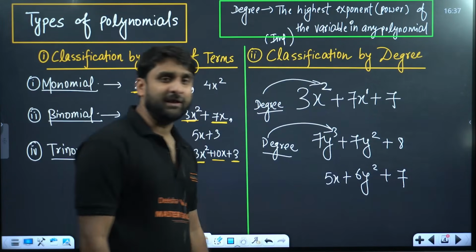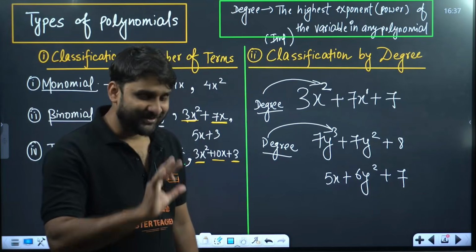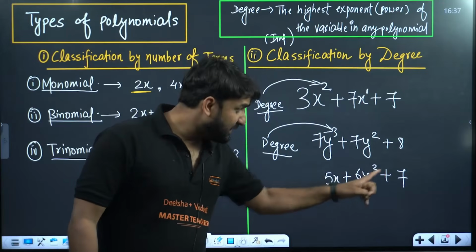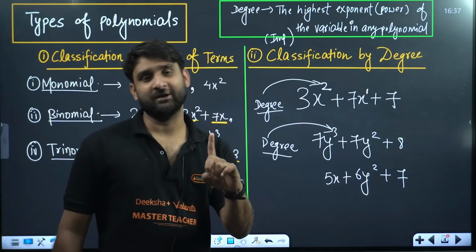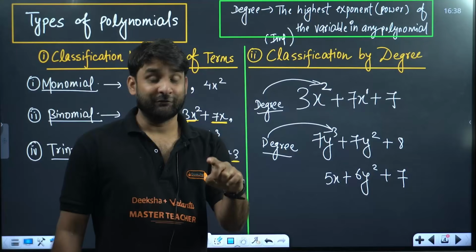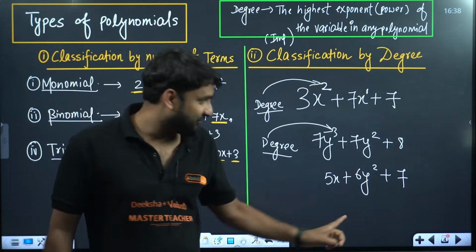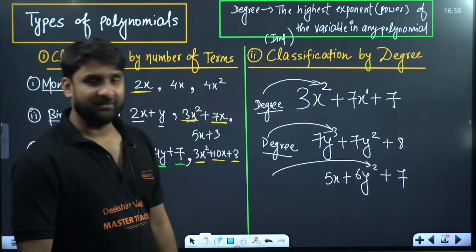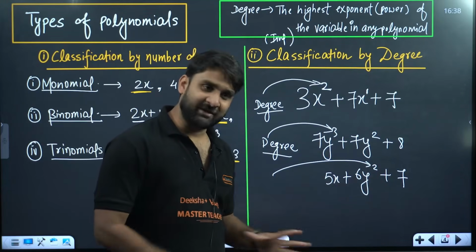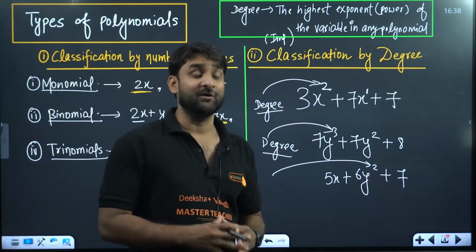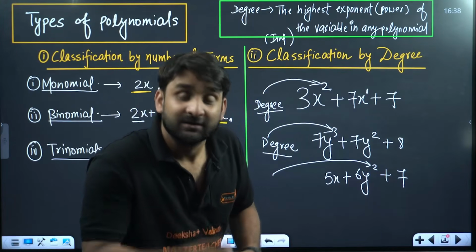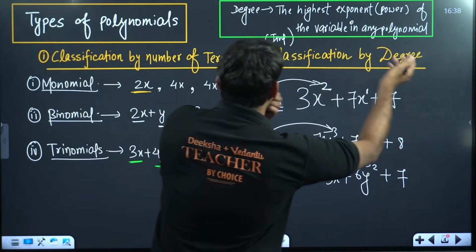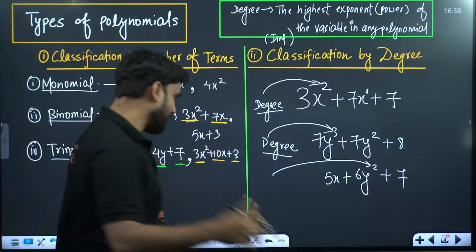What will be the degree here? Now you might get confused, but you don't need to be. 6x plus 6y square plus 7. Here x and y both are variables. But which variable has the highest power? y has the highest power. So this equation will become a quadratic polynomial, and this is the degree here. I know x and y both are variables, but the one with the highest power is y. So basically the degree is the highest exponent of the variable in any polynomial. I hope this is clear to you all.